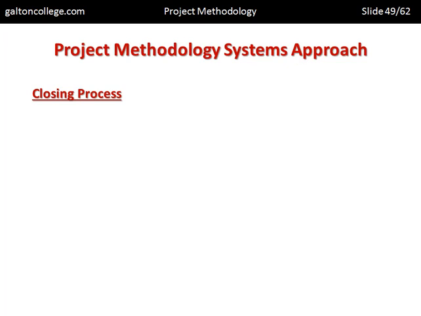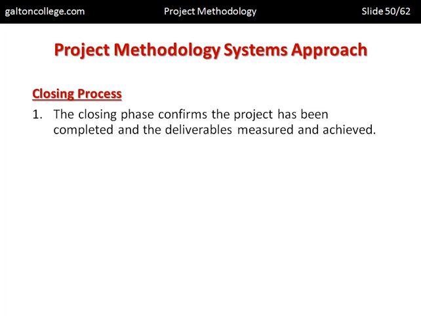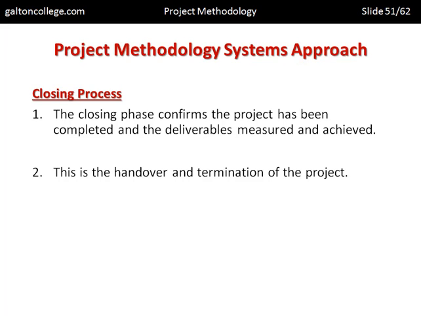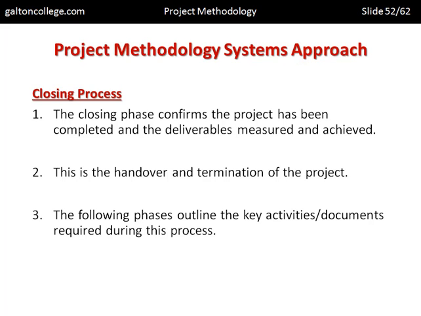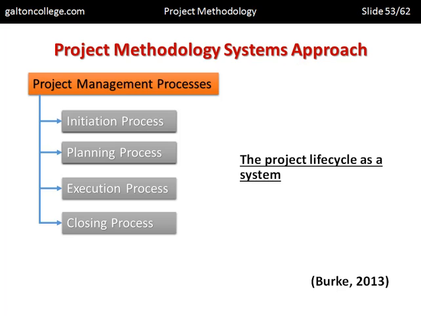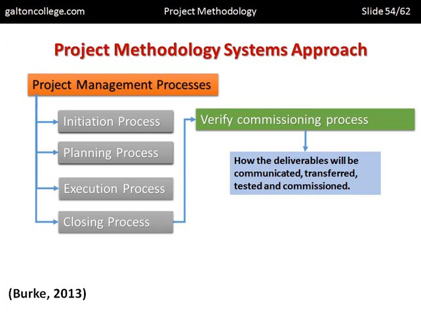Now, the closing phase, which really overlaps with the last point I've made with the execution one, but the closing phase confirms that the project has been completed and the deliverables measured and achieved. So this is the confirmation that the project is now over. It's now being completed. This is the handover and termination of the project. The following phases outline the key activities and documents required during the process. So this is our project life cycle as a system, and we're dealing now with the closing phase.